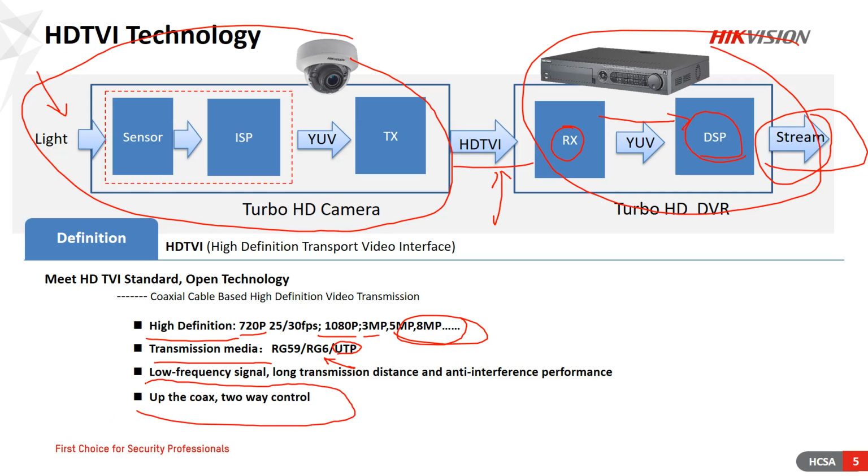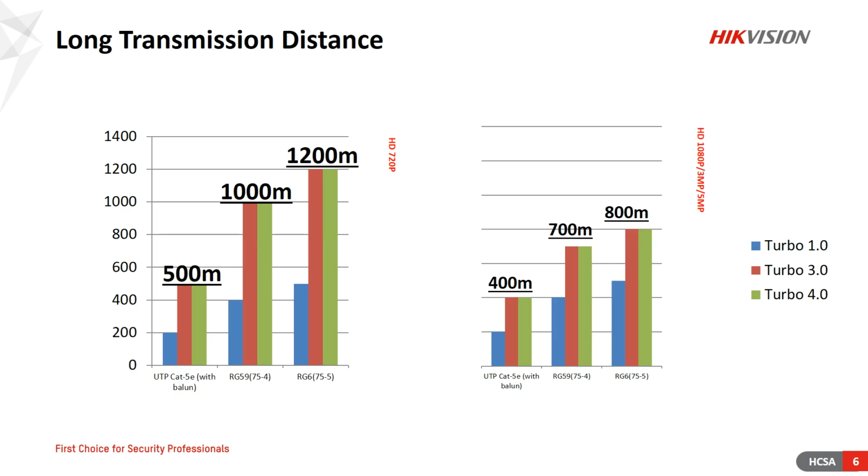Up to coax means it's going to transmit all the signals on the coaxial cable. So it's going to transmit the video, audio, control signal, and power simultaneously. This is the up to coax. So the transmission distance can be up to 1,200 meters. That's what we talked about by using the RG6 cable. RG6 and RG59 are two kinds of coaxial cable, but RG6 is better than RG59.